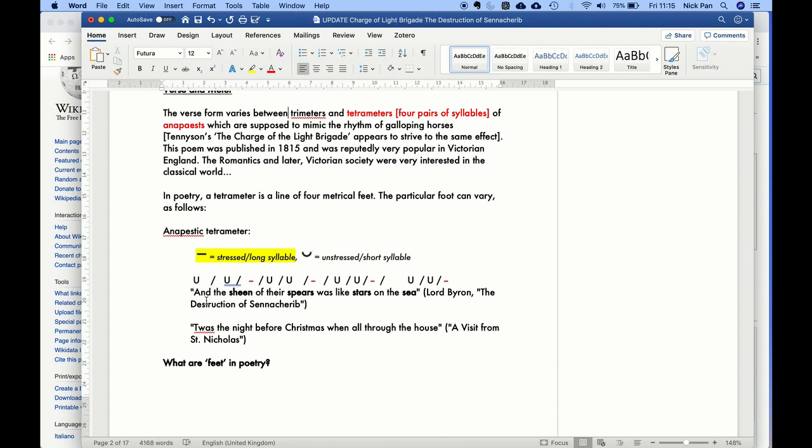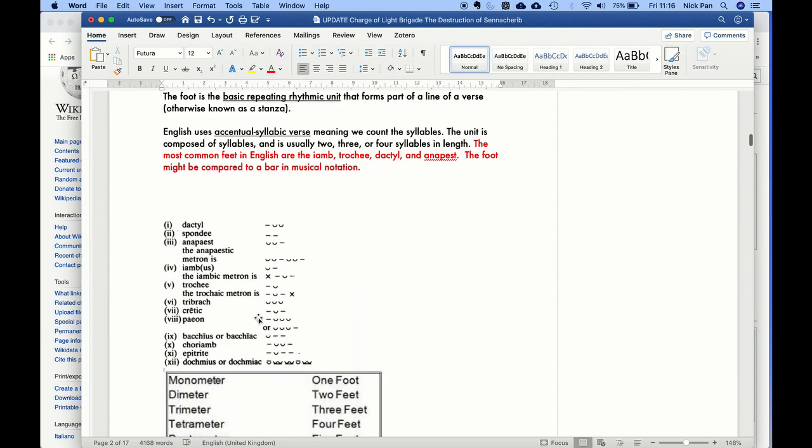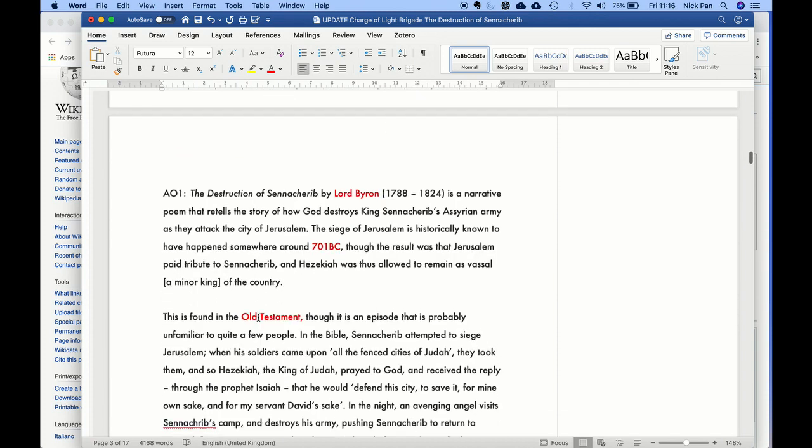So if we read it out, we might be able to hear it. And the sheen of their spears was like stars on the sea. So this is very similar to 'Twas the night before Christmas when all through the house. Christmas is the long syllable. So we can sometimes hear it. Don't worry if you can't hear the long syllable, or the stresses, because in ordinary speech we tend not to be as over-intentional about how we're saying words. But sometimes you can hear it, sometimes you can't. And in any case, you can come to YouTube for all of the rest if you can't hear it.